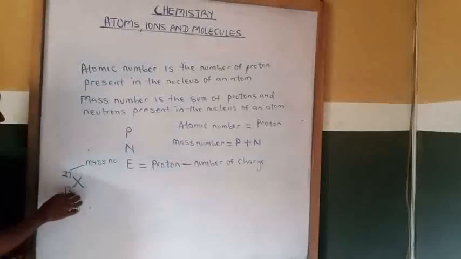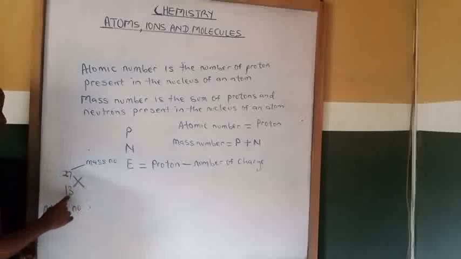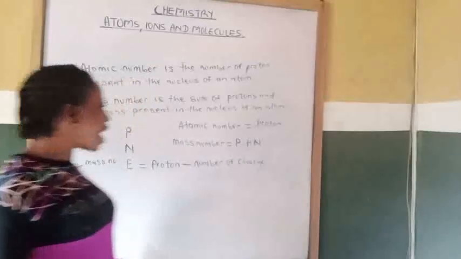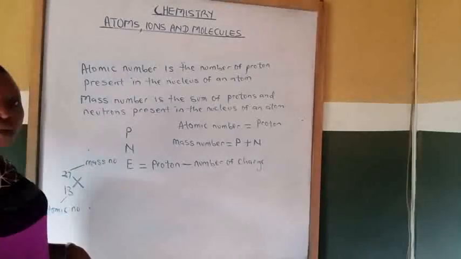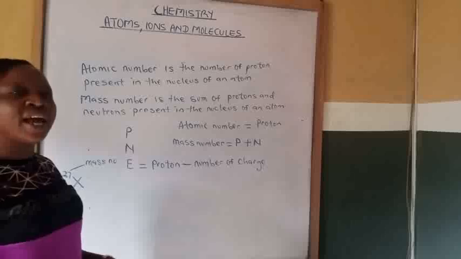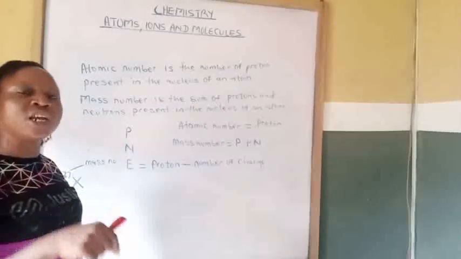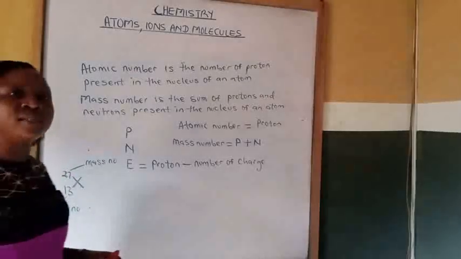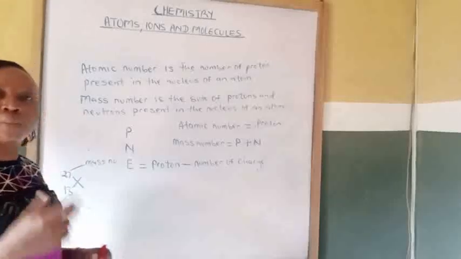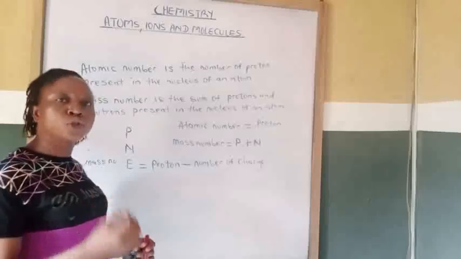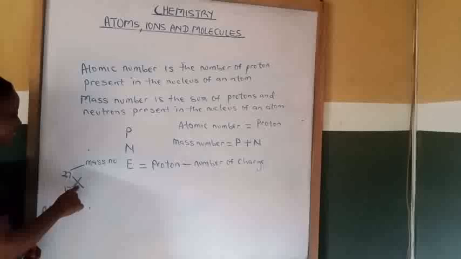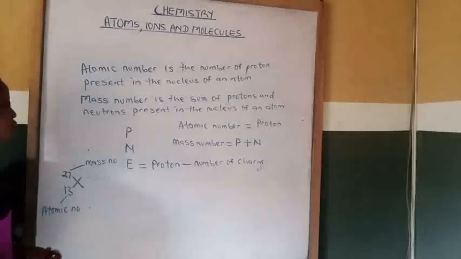Now, the atomic number of the element X is 13. We determine an element by its atomic number. If they ask you which element X is, the element in number 13 in the periodic table is element X. That is aluminium. When you count your first 20 elements: hydrogen, helium, lithium, beryllium, boron, carbon, nitrogen, oxygen, fluorine, neon, sodium, magnesium, aluminium. So aluminium is in number 13, which means that element X is aluminium.